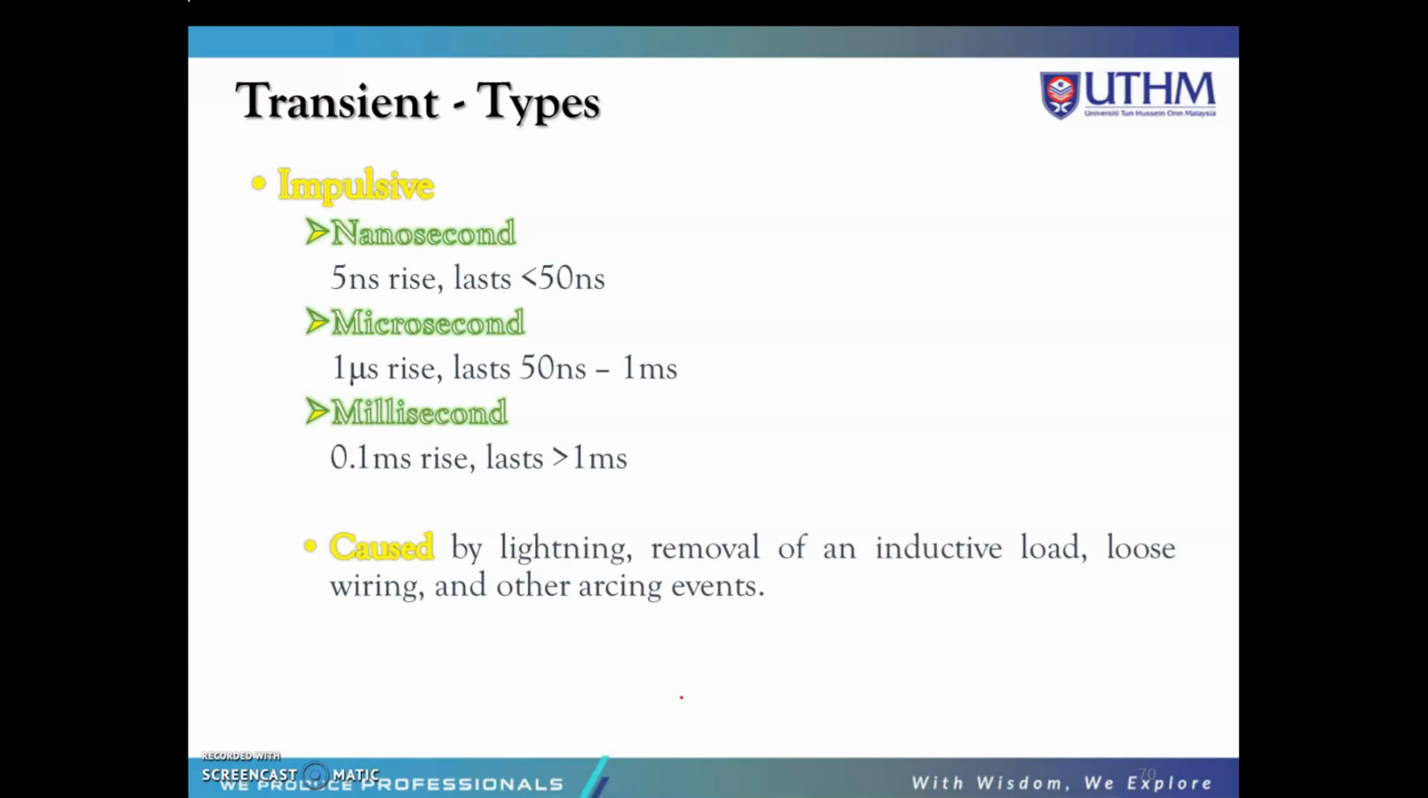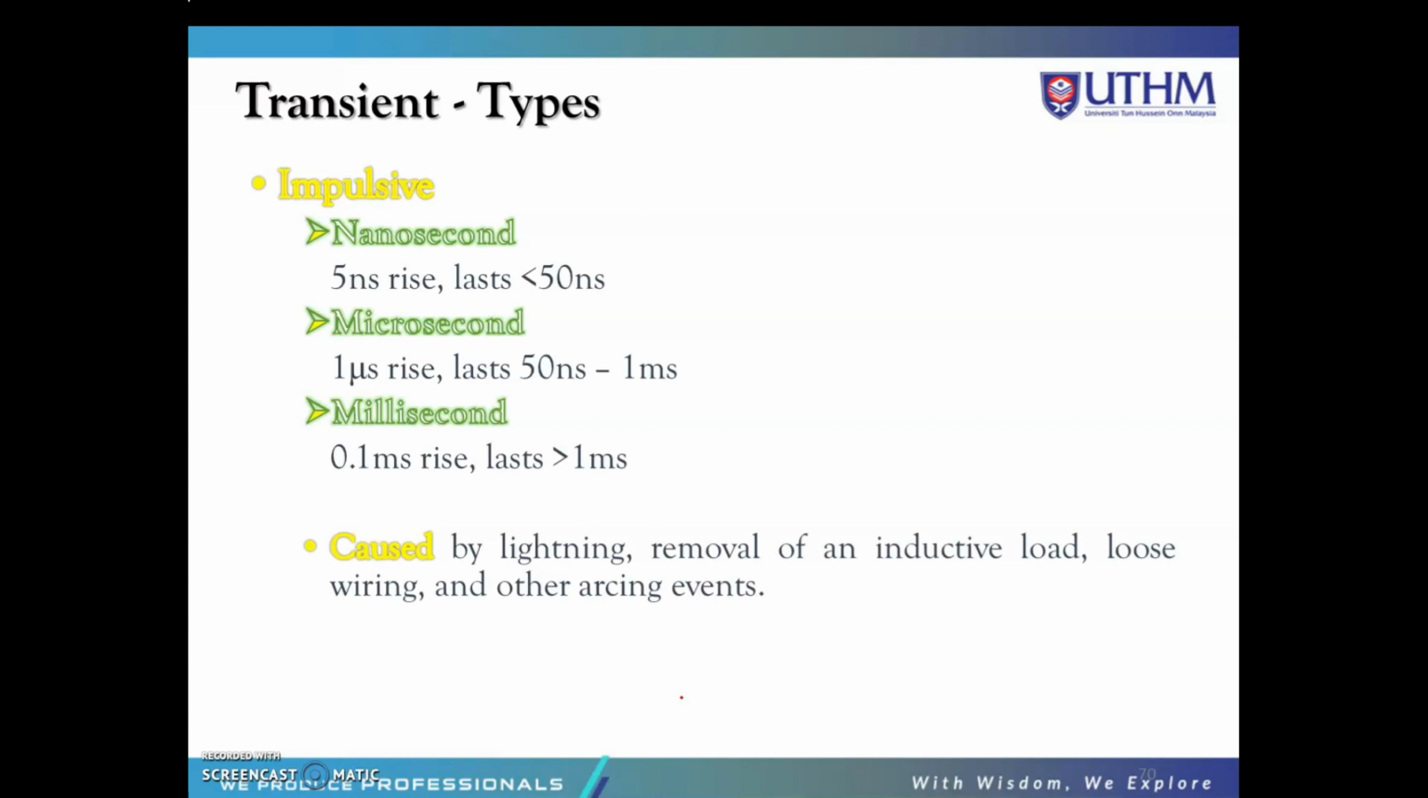So this impulsive transient happens in three lengths. First is the nanosecond, 5 nanosecond rise, lasting less than 50 nanoseconds. Then we have microsecond, 1 microsecond rise, lasting 50 nanoseconds to 1 millisecond. And milliseconds, 0.1 millisecond rise, lasting longer than 1 millisecond.